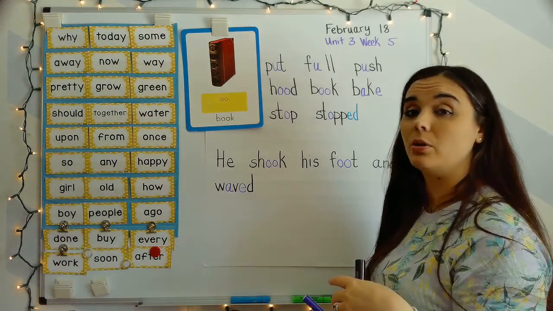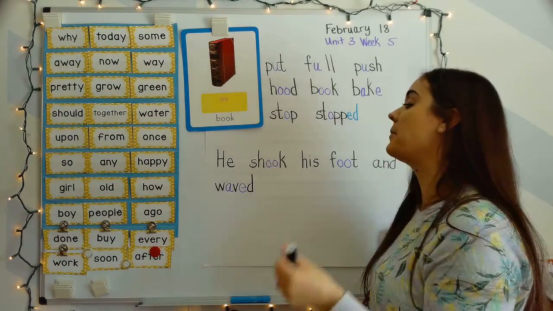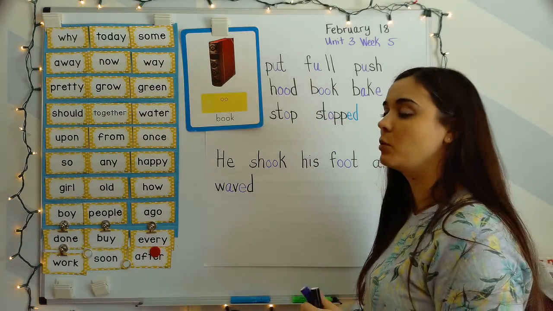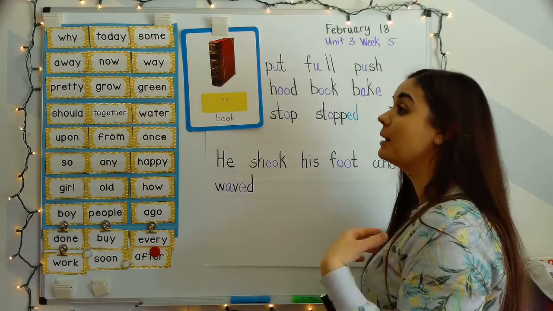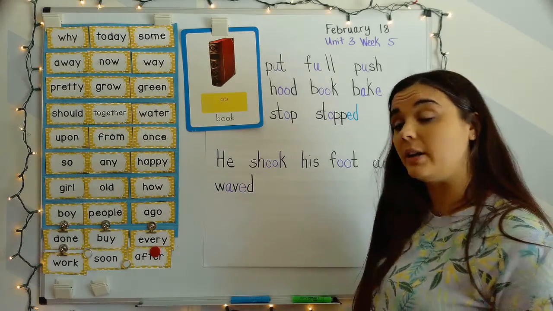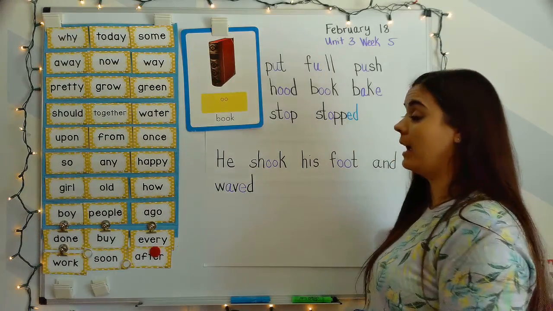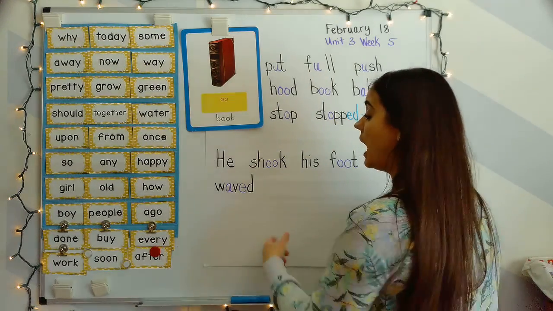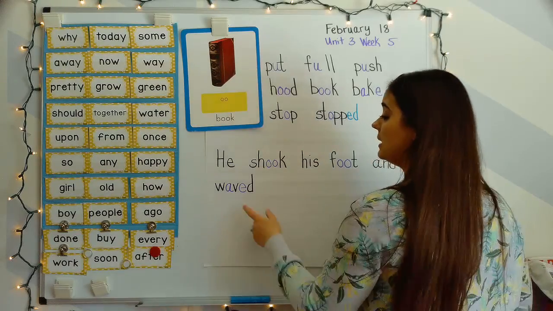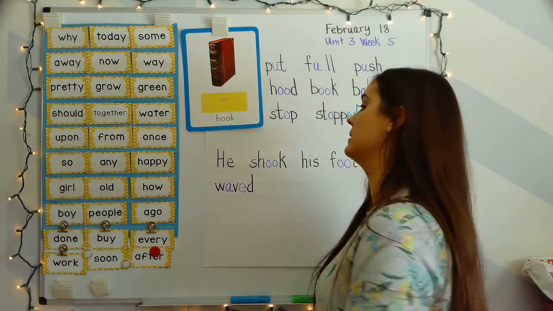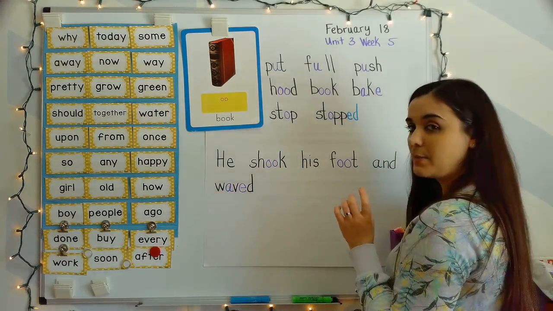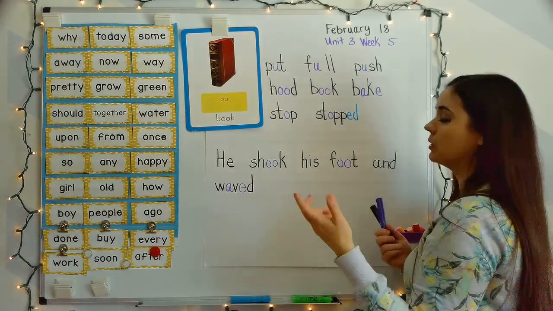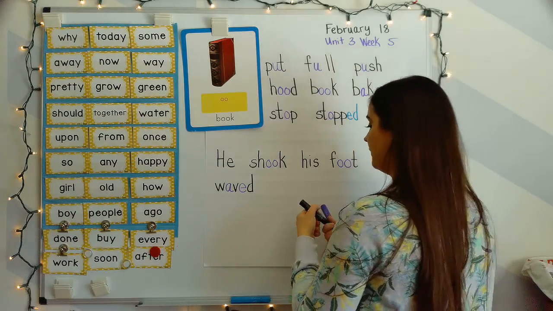Shook is also a verb that means something already happened. Shook is the past tense of the word shake. Like, I'm going to shake my foot. Or yesterday, I shook my foot. So, waved, same thing. I'm going to wave my hand. Yesterday, I waved my hand. So, waved is the past tense. Shook is the past tense. So, he shook his foot and waved. What do we think he's going to wave? His hand.